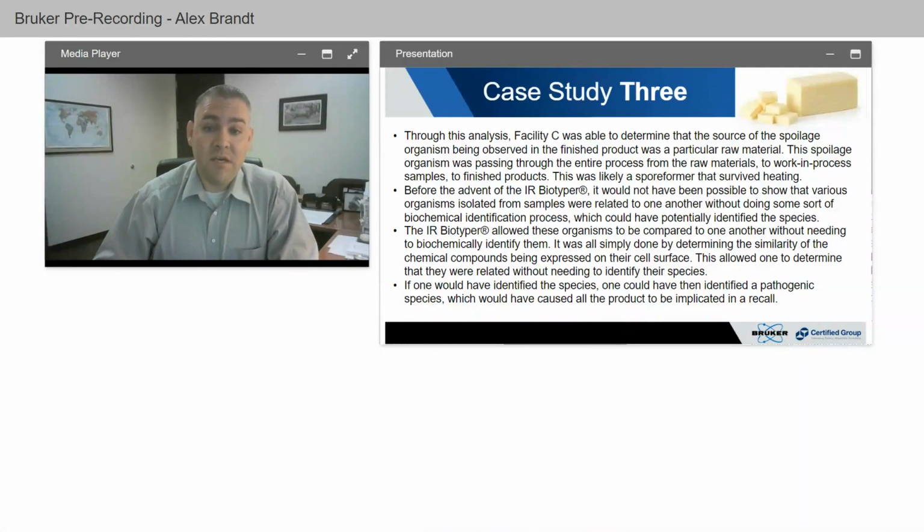And this was all simply done by determining the similarity of the chemical compounds present and being expressed on their cell surface. And so this allowed one to determine that they were related to one another without actually needing to identify their species. And if one had identified the species, one could then have identified a pathogenic species, and that could have caused all that product to be implicated in a recall, which the customer did not want. So this was a perfect solution for them to figure out this challenge without getting themselves into any kind of regulatory problems by doing the analysis.